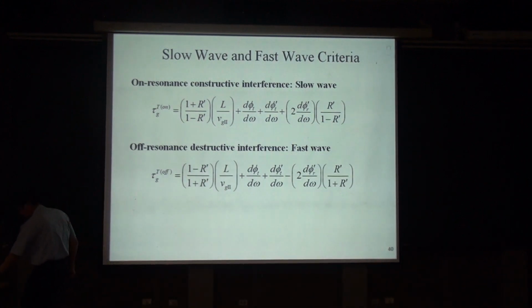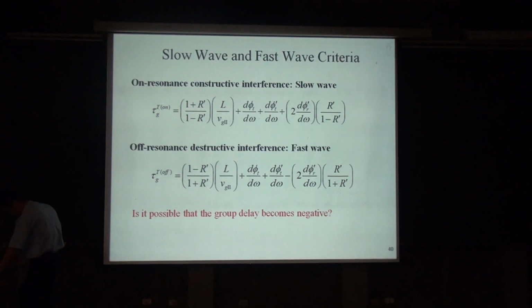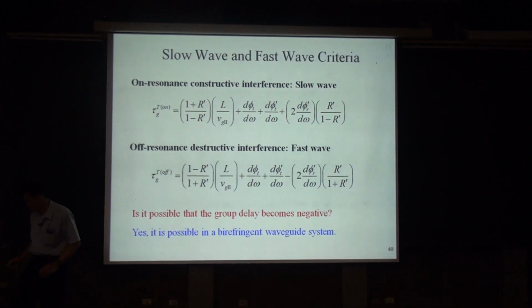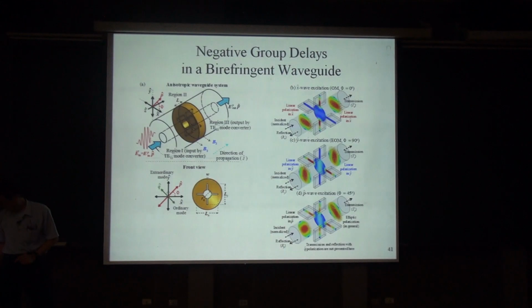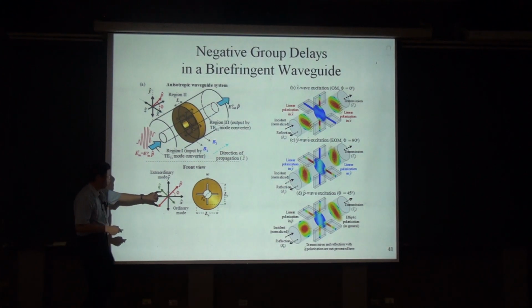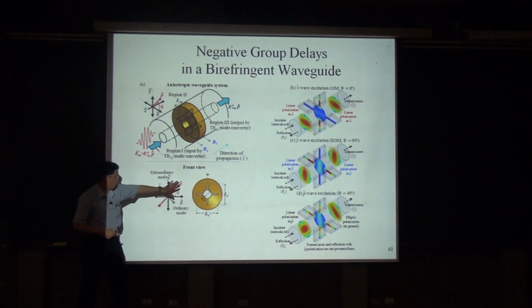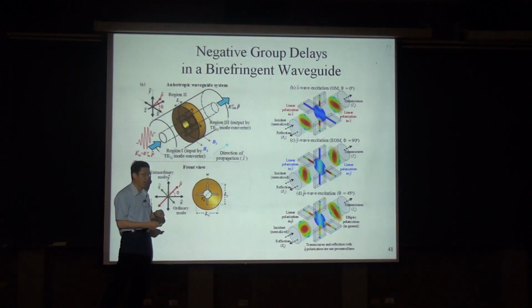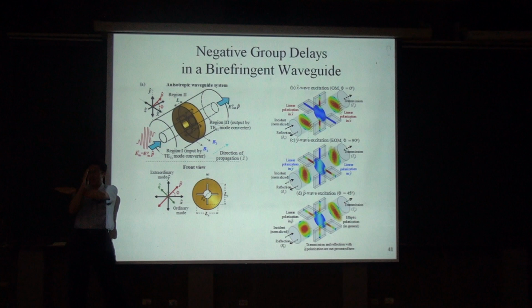So how to do that? The answer is quite simple. We are going to implement the idea in a birefringent waveguide system. This is our waveguide system. The cross-sectional view is here. We have four slabs, divided into two orthogonal axes.